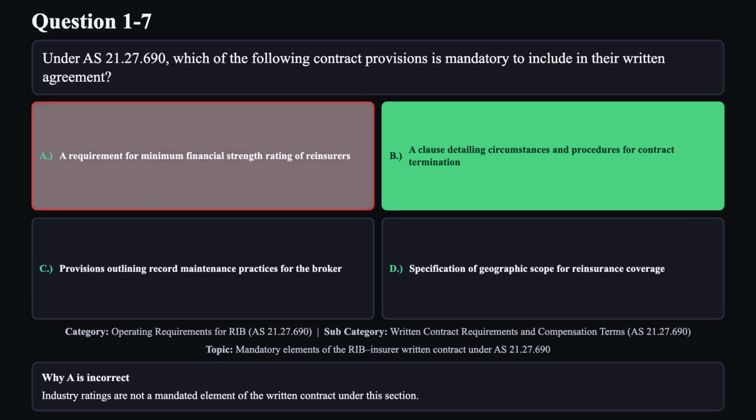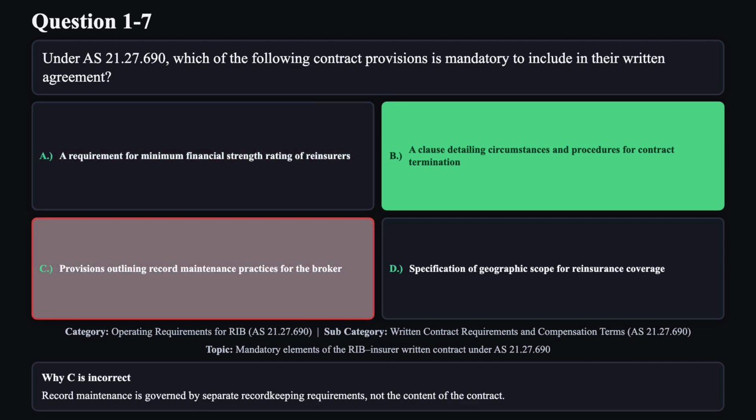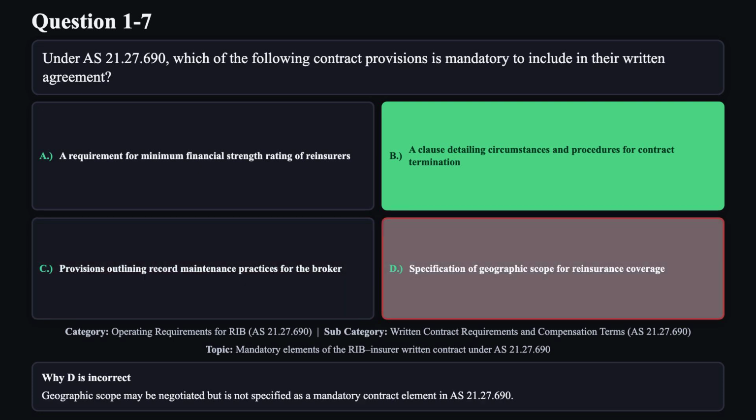Reason A is not correct. Industry ratings are not a mandated element of the written contract under this section. Reason C is not correct. Record maintenance is governed by separate record-keeping requirements, not the content of the contract. Reason D is not correct. Geographic scope may be negotiated but is not specified as a mandatory contract element in AS 21.27.